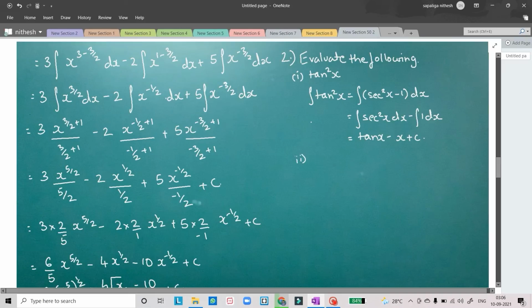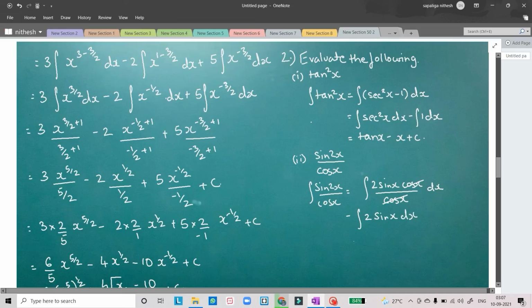Let's come to the second question, sine 2x upon cos x. We'll use the formula sine 2x as 2 sine x cos x upon cos x. Now here the cos x and cos x will get cancelled, so you are left with integral 2 sine x dx. We'll take the 2 common and integrate sine x dx. The integral of sine x is minus cos x. The answer you get is minus 2 cos x plus c.